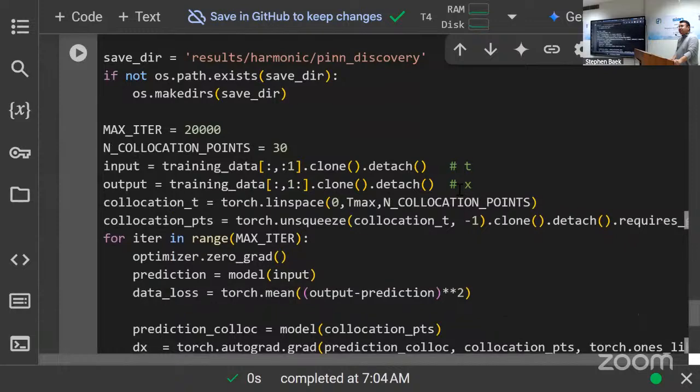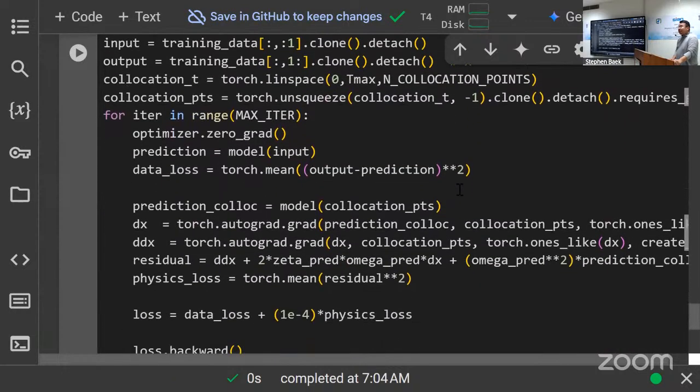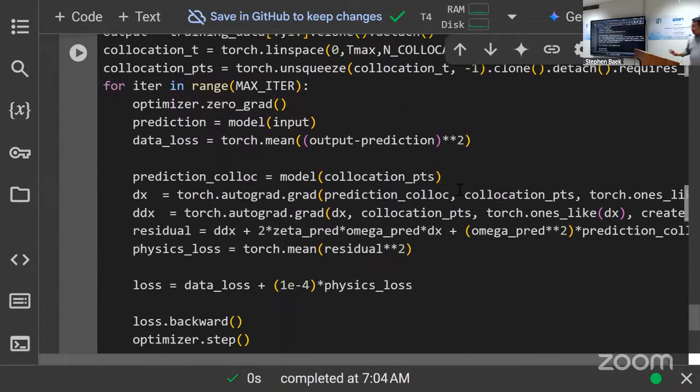Other questions? Yeah, if not, that's really it.